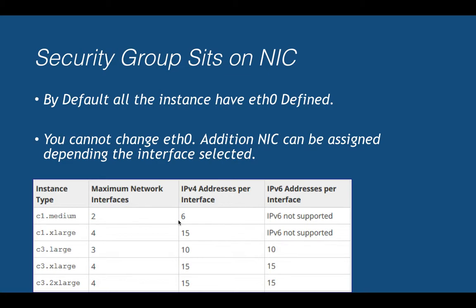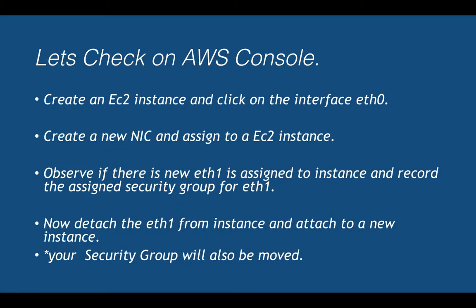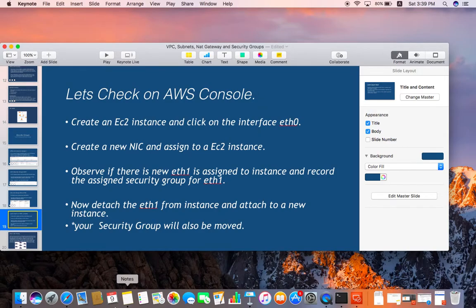And similarly, you'll be able to define the interfaces and whether they support an IPv6 address or not. Let's see it in a demo where we'll create an EC2 instance, check Ethernet 0, create a new NIC card and assign it to an EC2 instance, and see what happens if the security group moves and by adding a new rule. So let's try it in a demo.